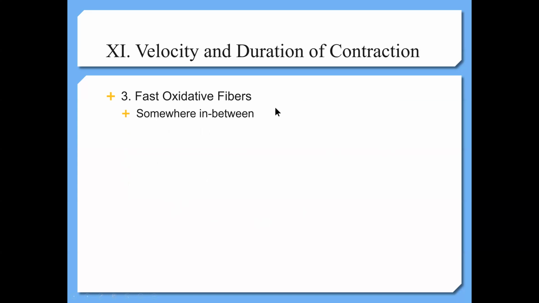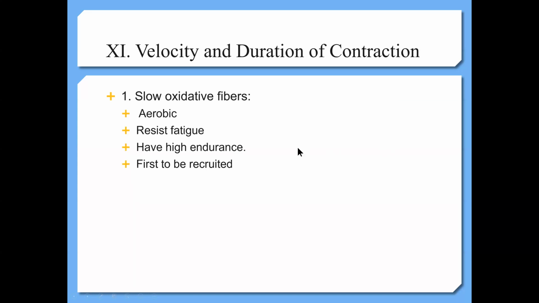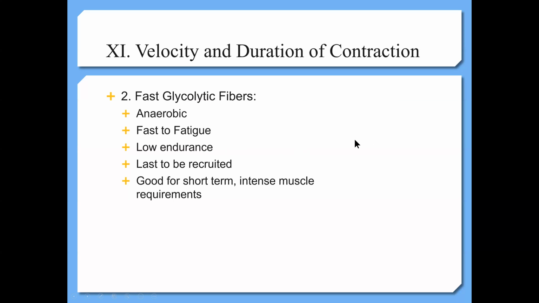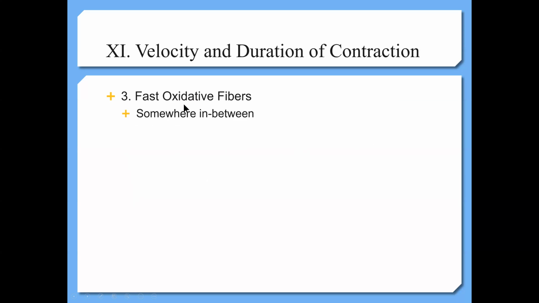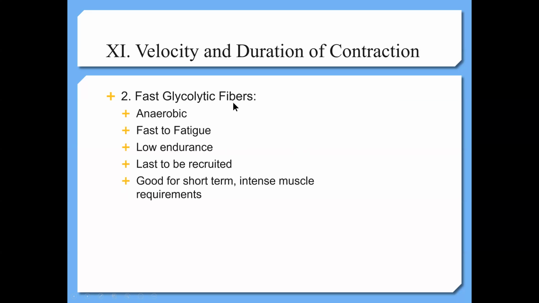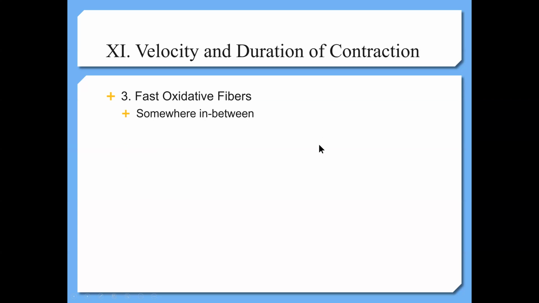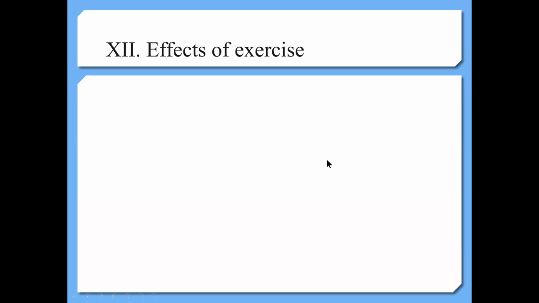And then we have these fast oxidative fibers. So we have the slow oxidative fibers, the fast glycolytic fibers, and then the fast oxidative fibers. That means oxygen, okay? Slow oxidative. Fast glycolytic, so we get to pyruvic acid, and then we go to lactic acid, okay? And then the fast oxidative, we're using oxygen in a little bit more efficient manner. So these folks are somewhere in between, okay?